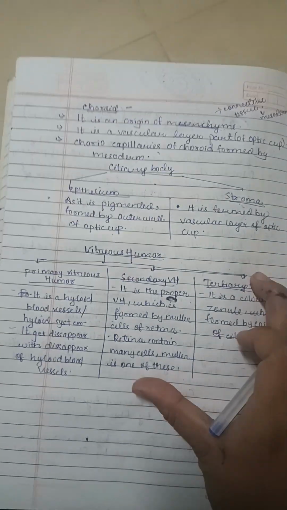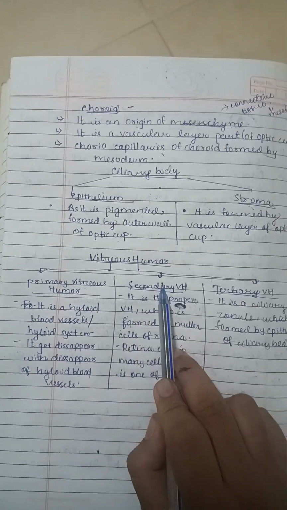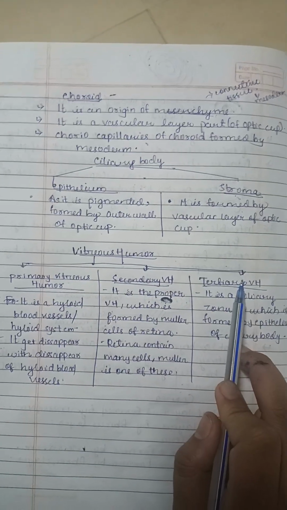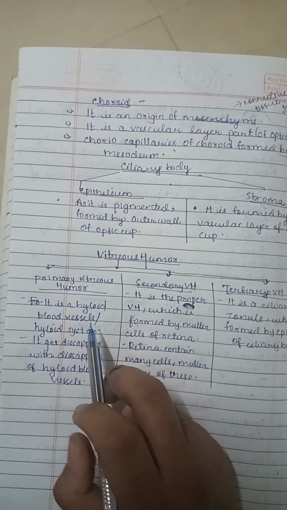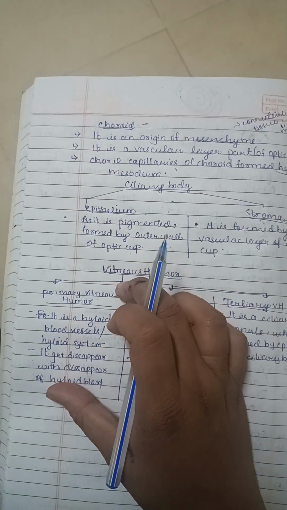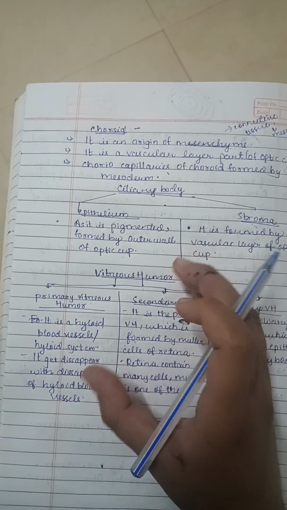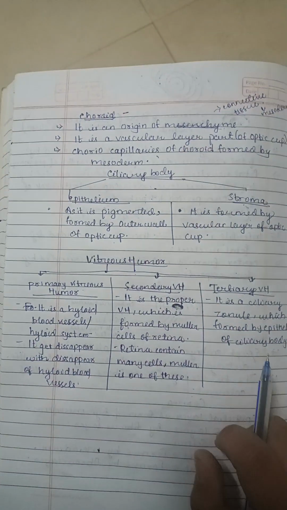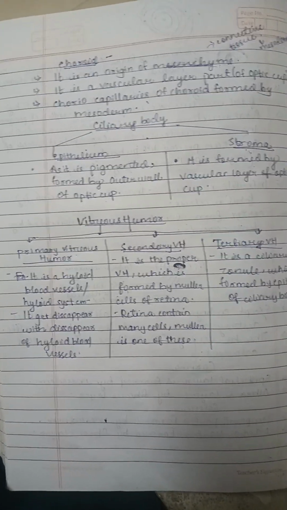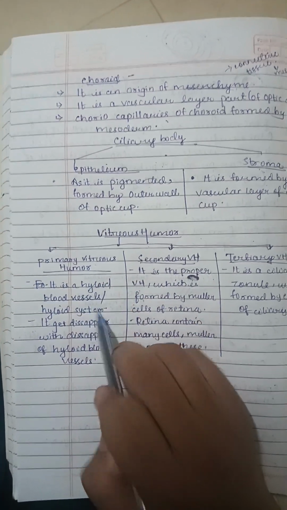Now the last one is the vitreous. Vitreous is of 3 types: primary vitreous humor, secondary vitreous humor, and tertiary vitreous humor. The primary vitreous humor is the hyaloid blood vessels or hyaloid system. As we know, hyaloid blood vessels disappear after providing nutrition, oxygen, and blood during the development of the embryo. As they disappear, the primary vitreous humor also disappears.